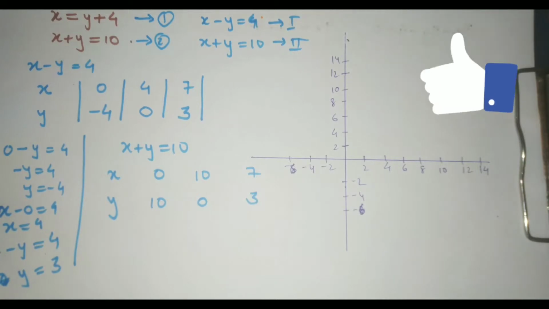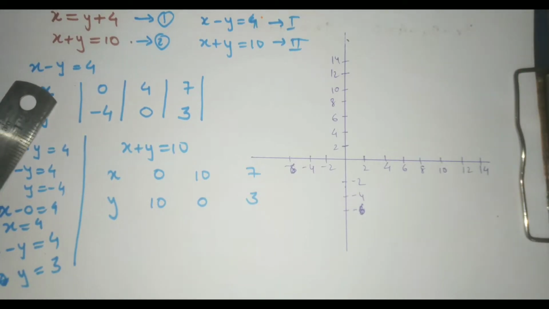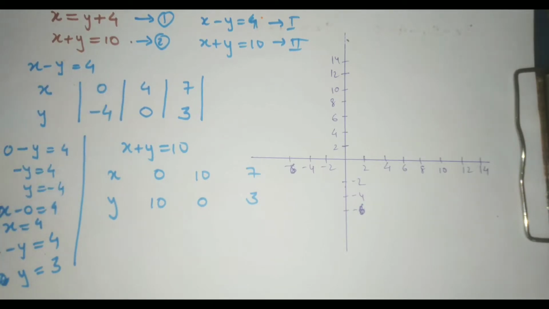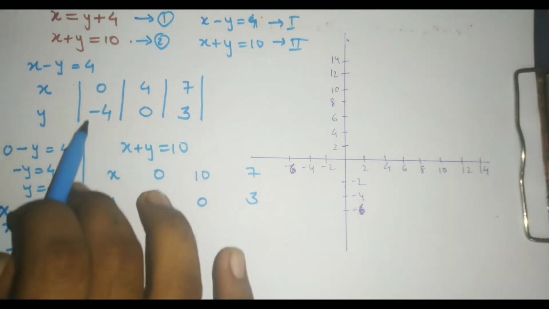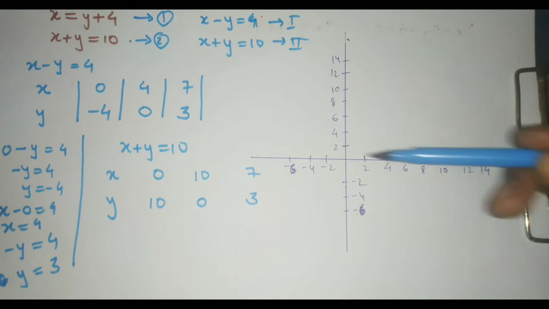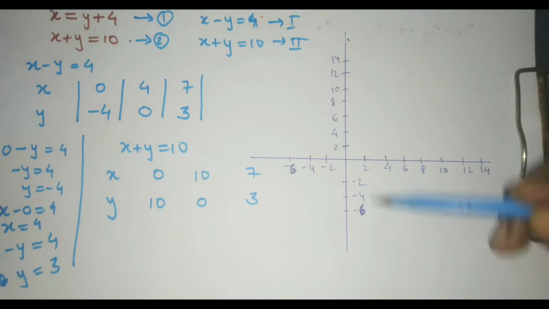So taking the values of the first equation. First equation, that is nothing but x minus y equal to 4. So we have to take the first equation. Then here values are given: 0, minus 4. So plot these values on the graph. That means I have drawn here the x-axis. This is the x-axis, right? Horizontal axis. This is the y-axis.